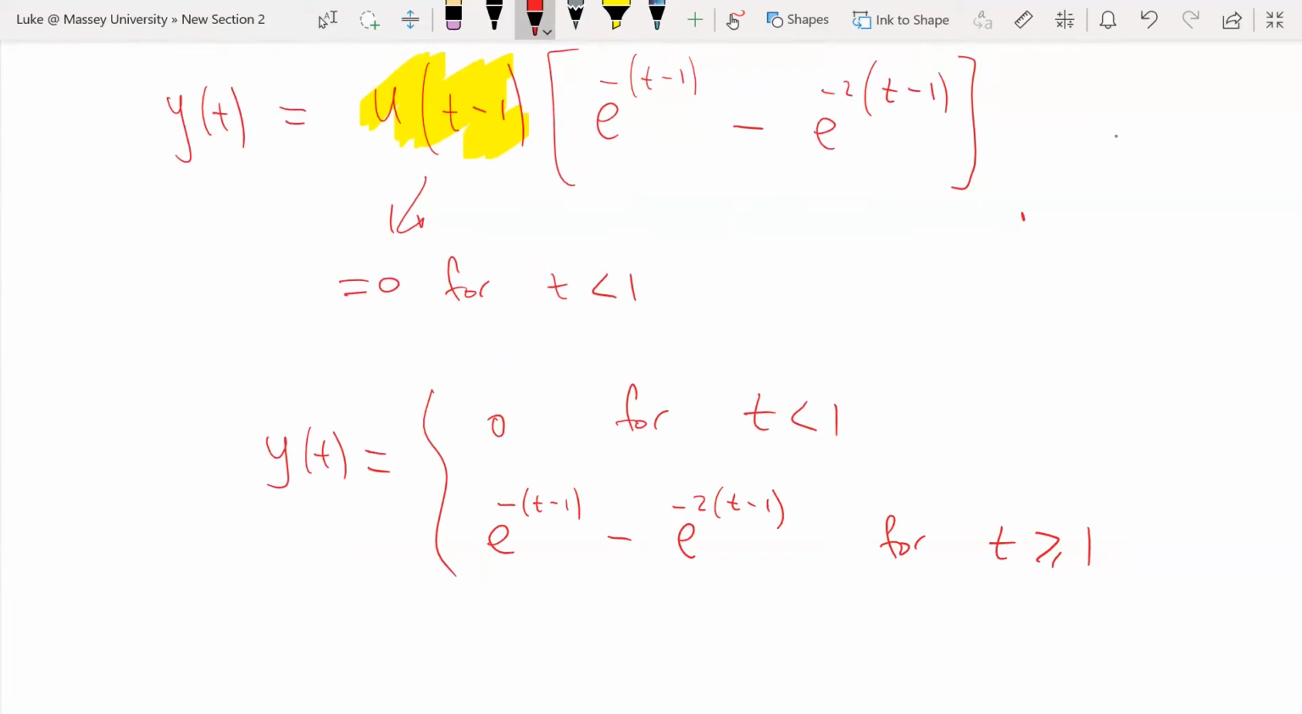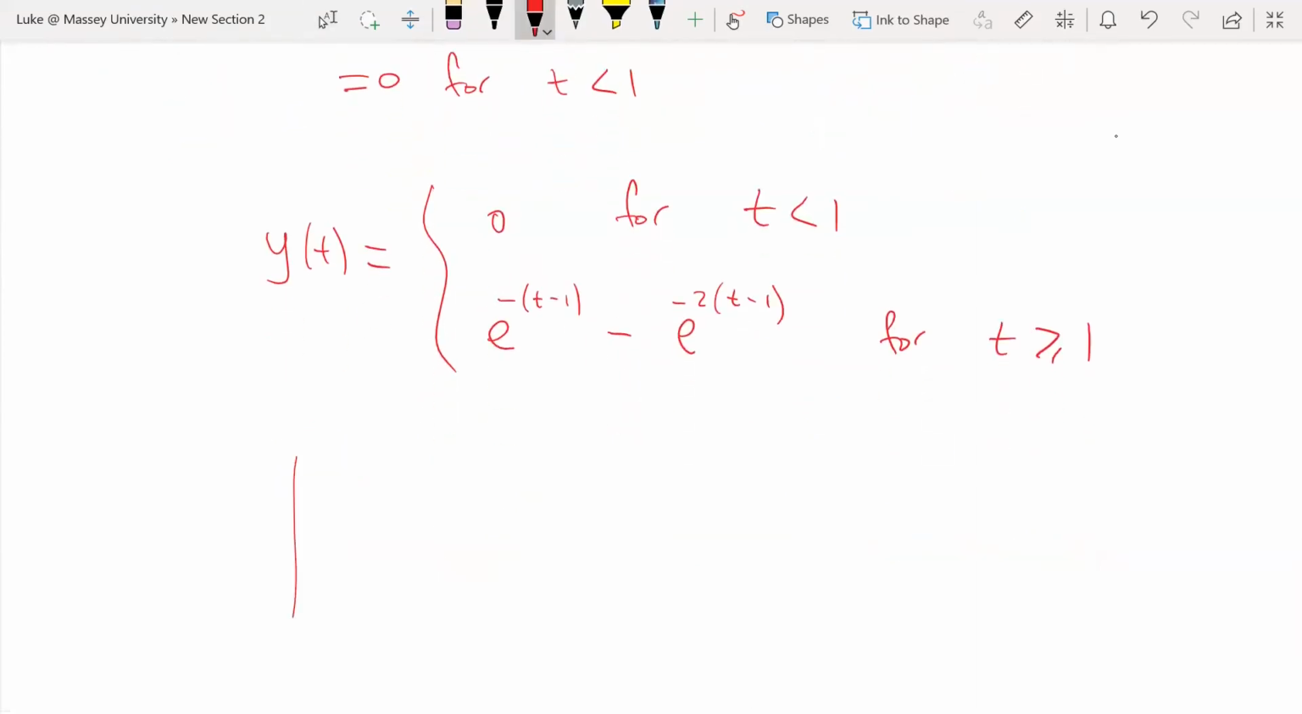If you wanted to plot this, it looks something like this. This is t, this is y. It looks something like 0 down here, and then it pops up and then decays. This is t equals 1 here. So the system does not move until we apply that impulse, and then it spikes and decays down because it is a damped system.